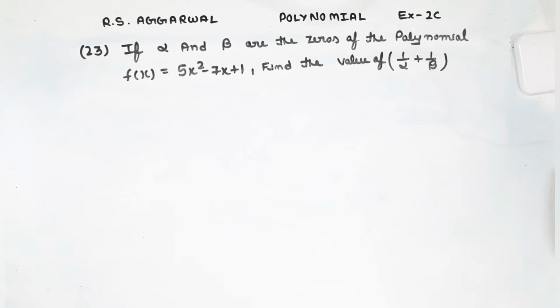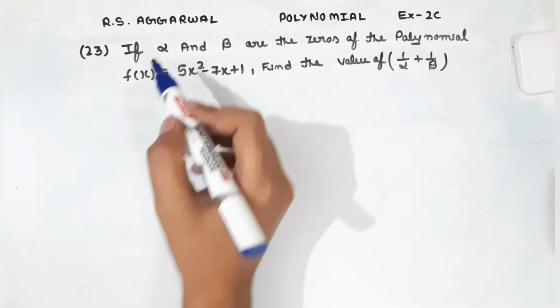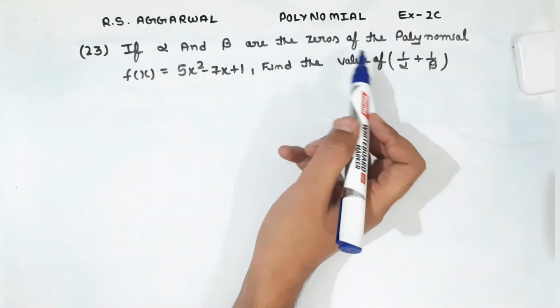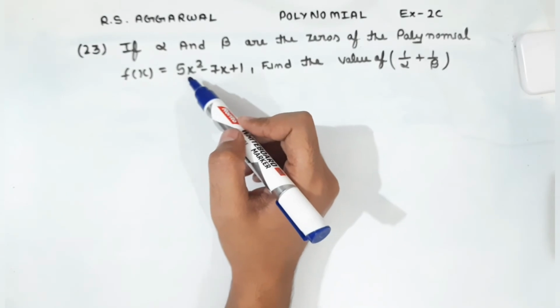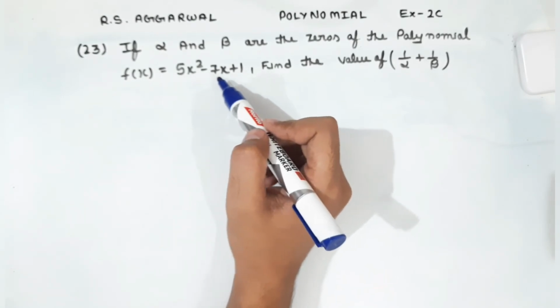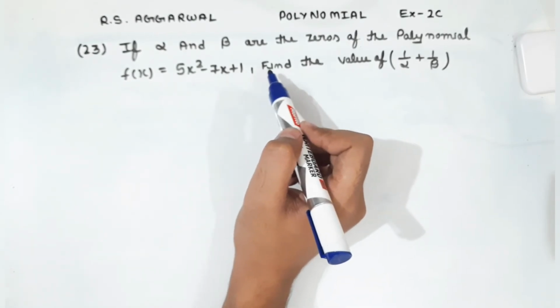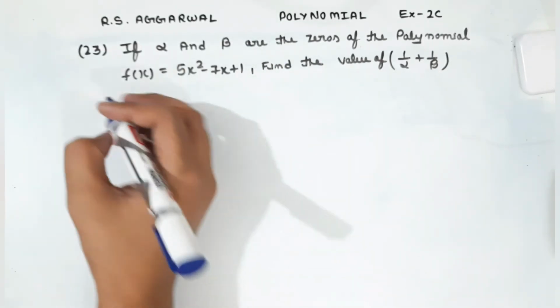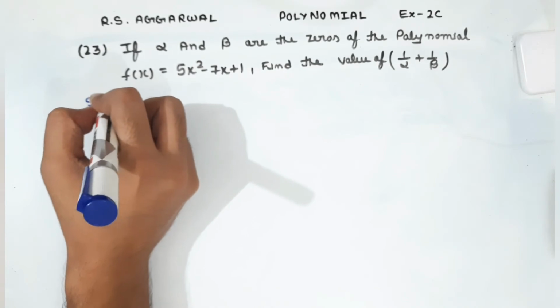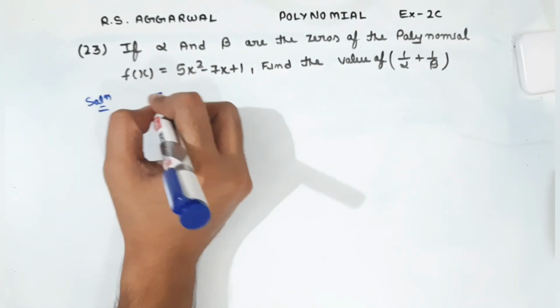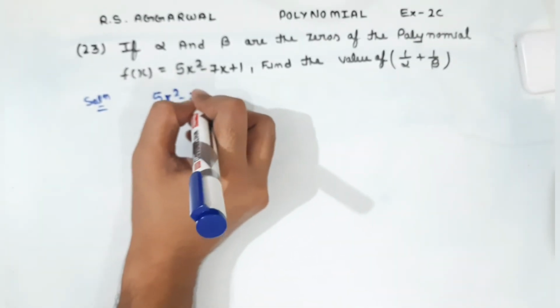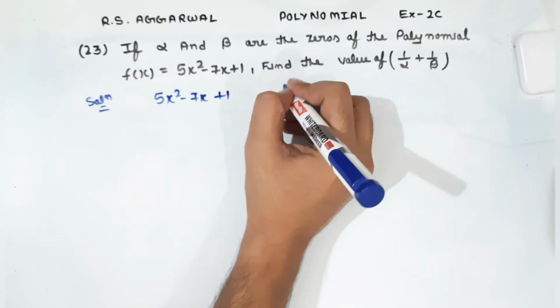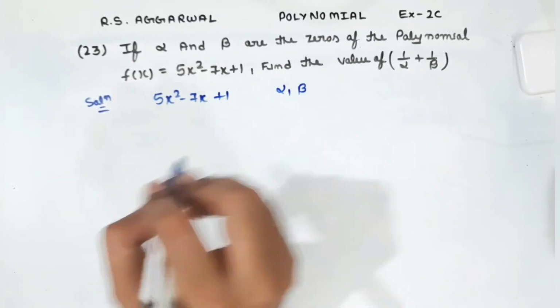R.S. Agrawal, chapter Polynomial, exercise 2C, question number 23. In question number 23, if alpha and beta are the zeros of the polynomial f(x) equals 5x square minus 7x plus 1, find the value of 1 upon alpha plus 1 upon beta. In this problem, we have given a polynomial 5x square minus 7x plus 1 whose zeros are alpha and beta.